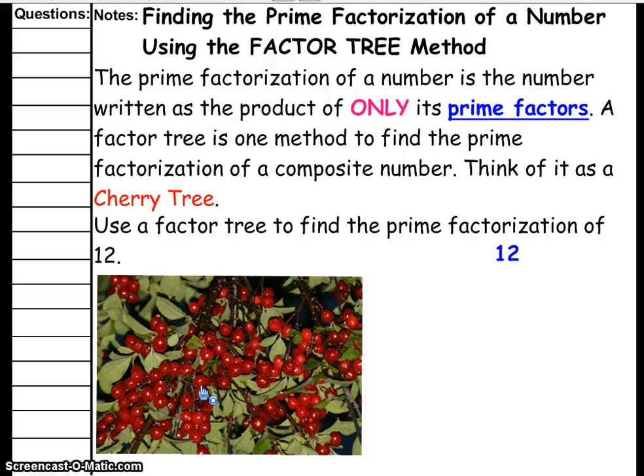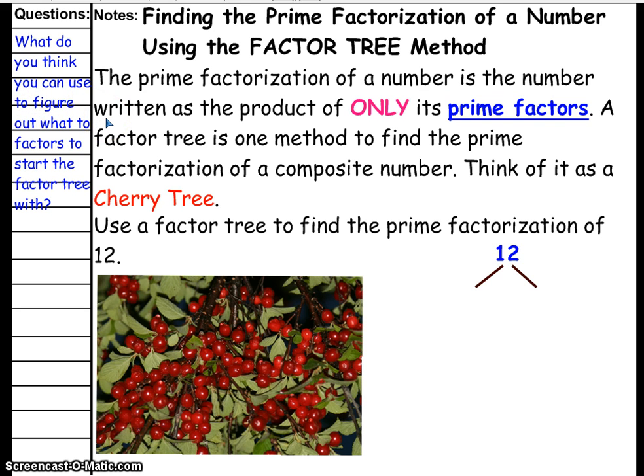We're going to use the factor tree to find the prime factorization of 12. So we start with our composite number 12. Since it's a composite number, branches are going to come out of the composite number. So I'm going to draw two branches coming out of 12. Well, now I have to figure out what two numbers multiply together to give me 12.